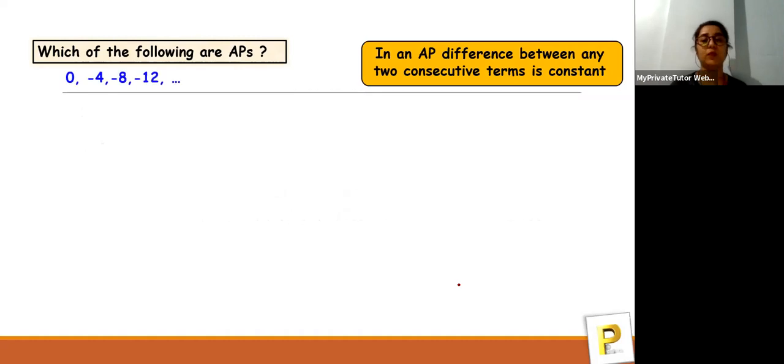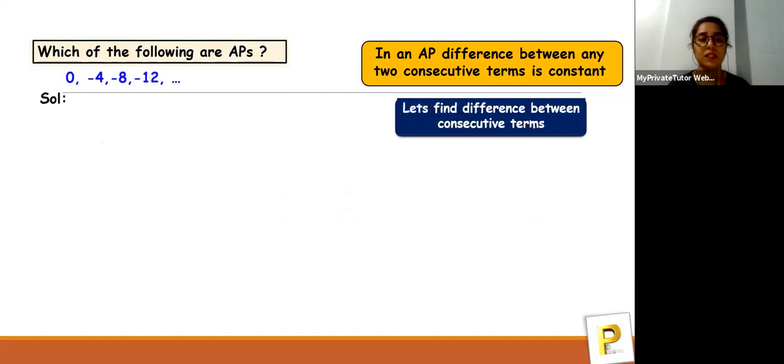So which of the following are AP? You have to find out. The question we have is which of the following are AP: 0, minus 4, minus 8, minus 12. In an AP, the difference between any two consecutive terms is the same. Now what do consecutive terms mean? The numbers which have common differences are called consecutive numbers. If you talk about all odd numbers, they are consecutive numbers. If you talk about all even numbers, they are consecutive numbers, because the difference between them is the same. If you talk about 1, 2, 3, 4, 5, 6, 7, 8, they are consecutive numbers because they have this common difference. So let's find the difference between consecutive numbers.